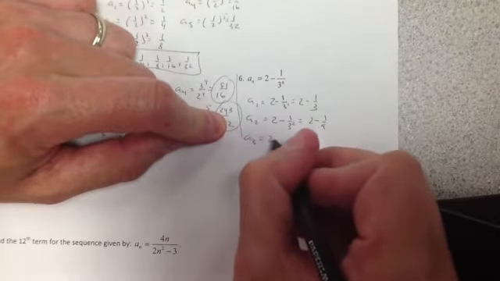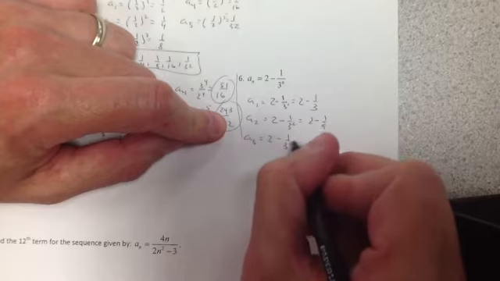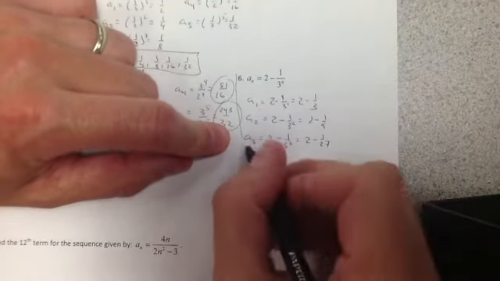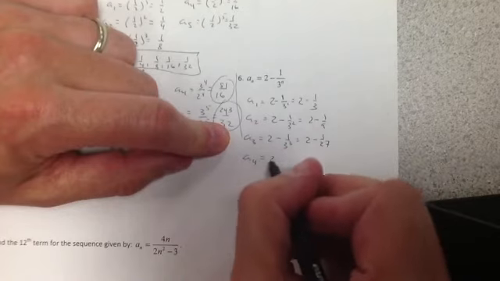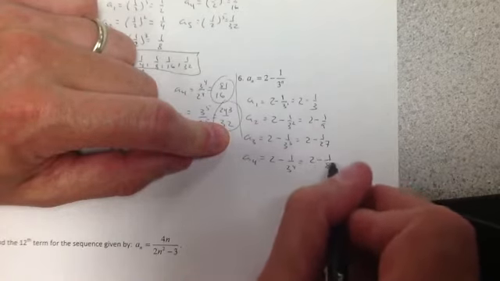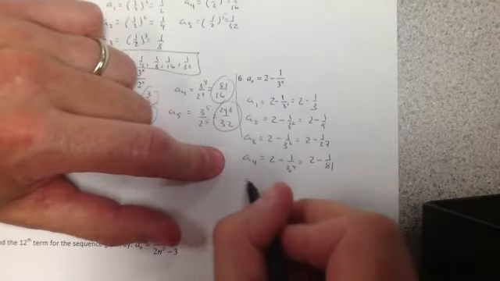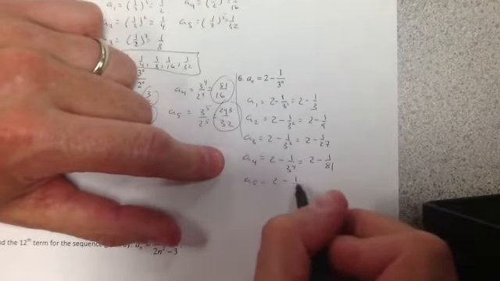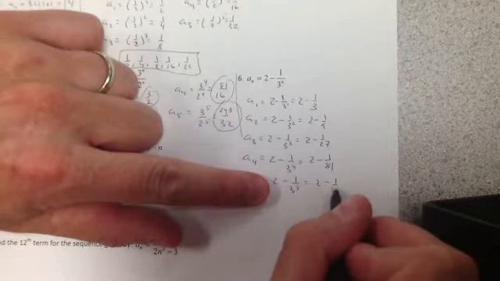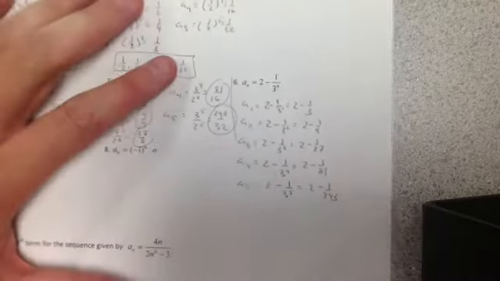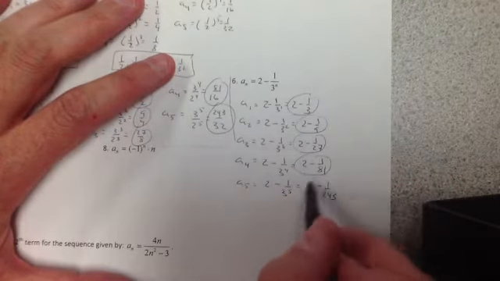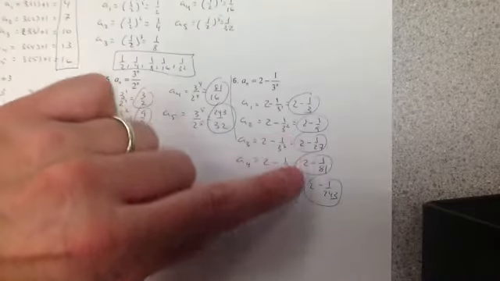The third term, 2 minus 1/3 cubed, 2 minus 1/27. Don't worry about reducing it. The fourth term, 2 minus 1/3 to the fourth, 2 minus 1/81. The fifth term, 2 minus 1/3 to the fifth becomes 2 minus, again, 1/243. Now, what's really kind of cool about this one, notice what's happening. The 2 stays the same, but the fraction's getting smaller and smaller and smaller.